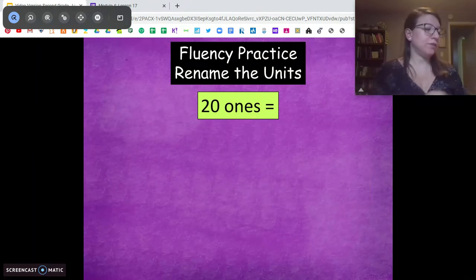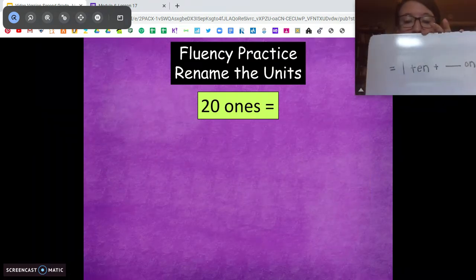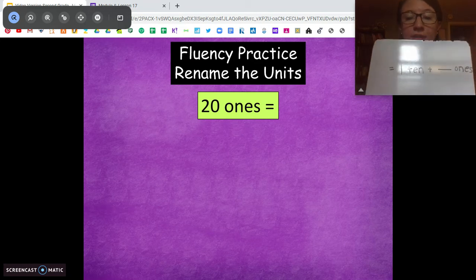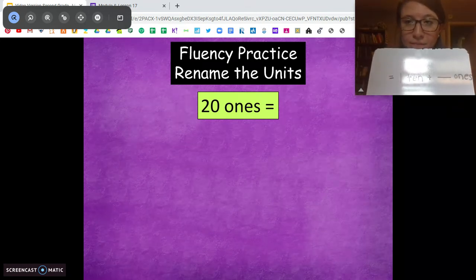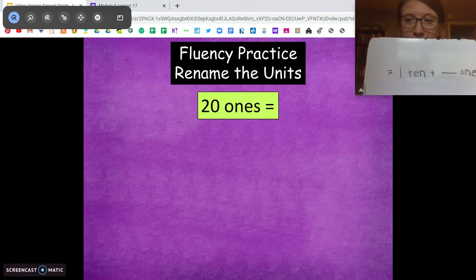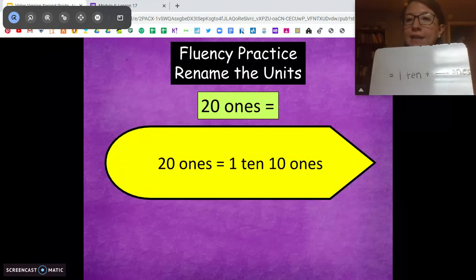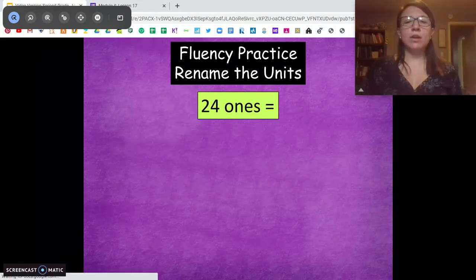What about 20 ones? For this one, I'm going to give you 1 ten. I want you to tell me how many extra ones there are. So take out the 10. Yeah, it's going to be 1 ten and 10 extra ones. Good.